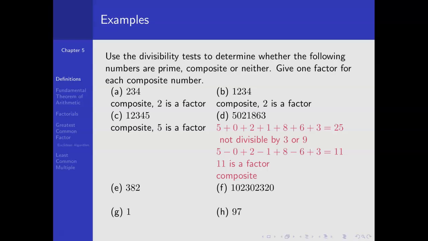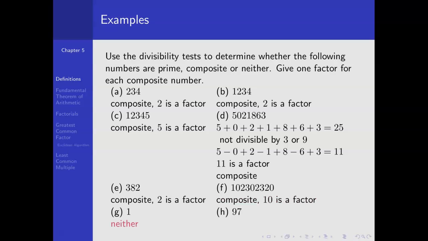382, that's divisible by 2, so that's composite. Our next number here, 102,302,320, is composite because 10 is clearly a factor with the 0 on the end. 1, as I was saying a minute ago, is neither prime nor composite, so that's neither. And then it turns out 97 is a prime.